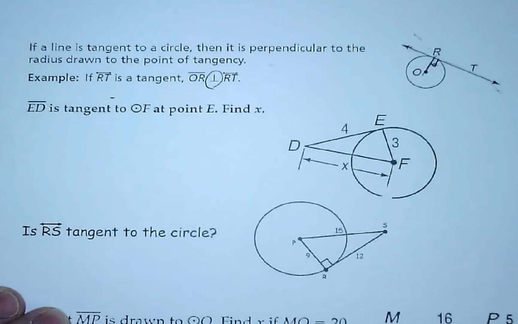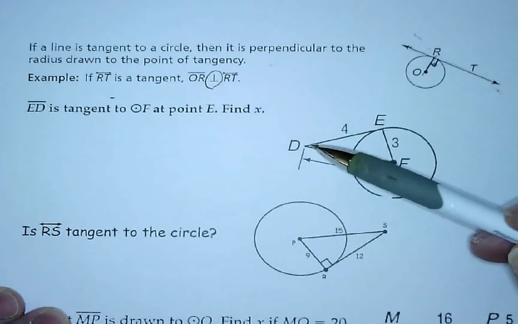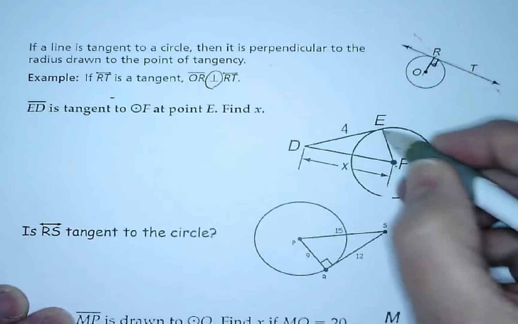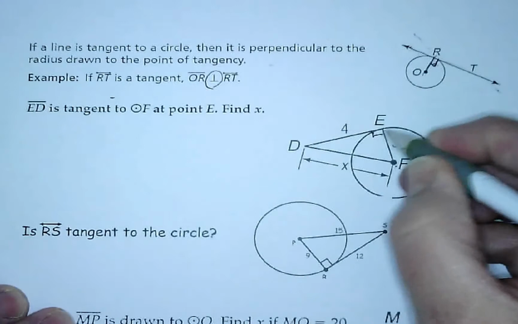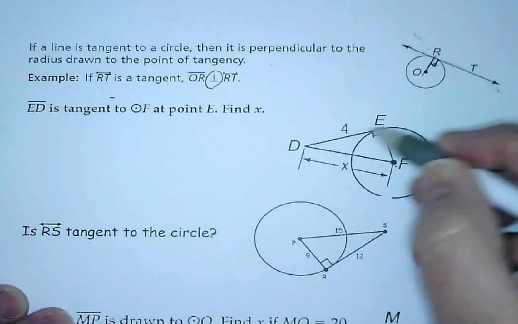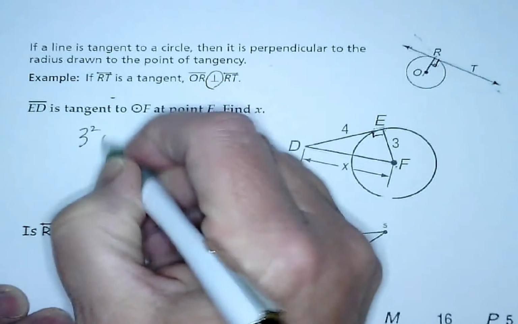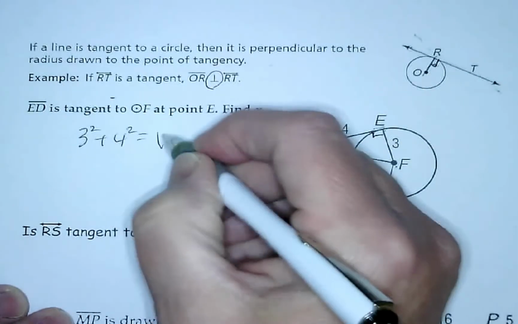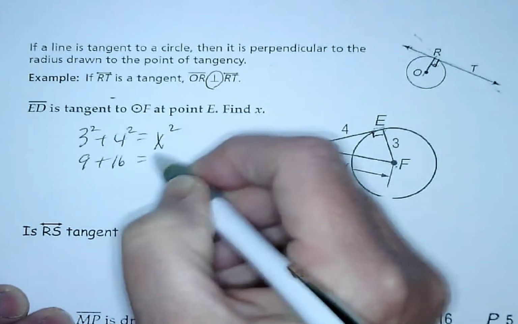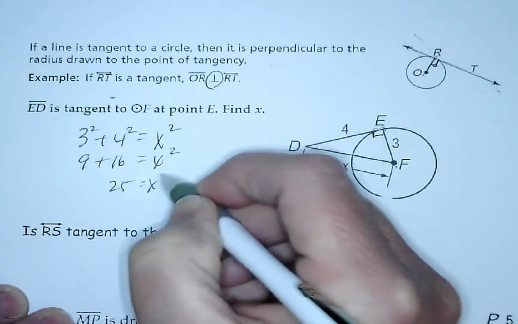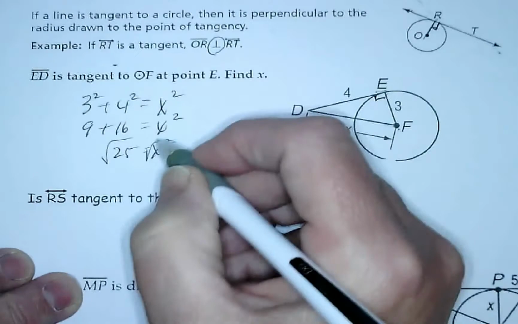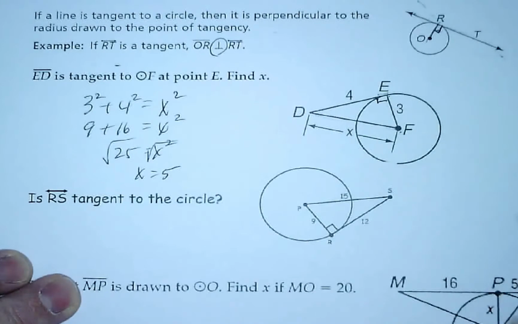The first one says ED is a tangent at circle F at point E. They want us to find X, how far it is from the center all the way out to this external point. We know this is a right angle because they're telling us it's tangent at point E. So from our work last unit, we've got a right triangle and we want to find the hypotenuse. So 3 squared plus 4 squared equals x squared. When I square root both sides, I get x equals 5.